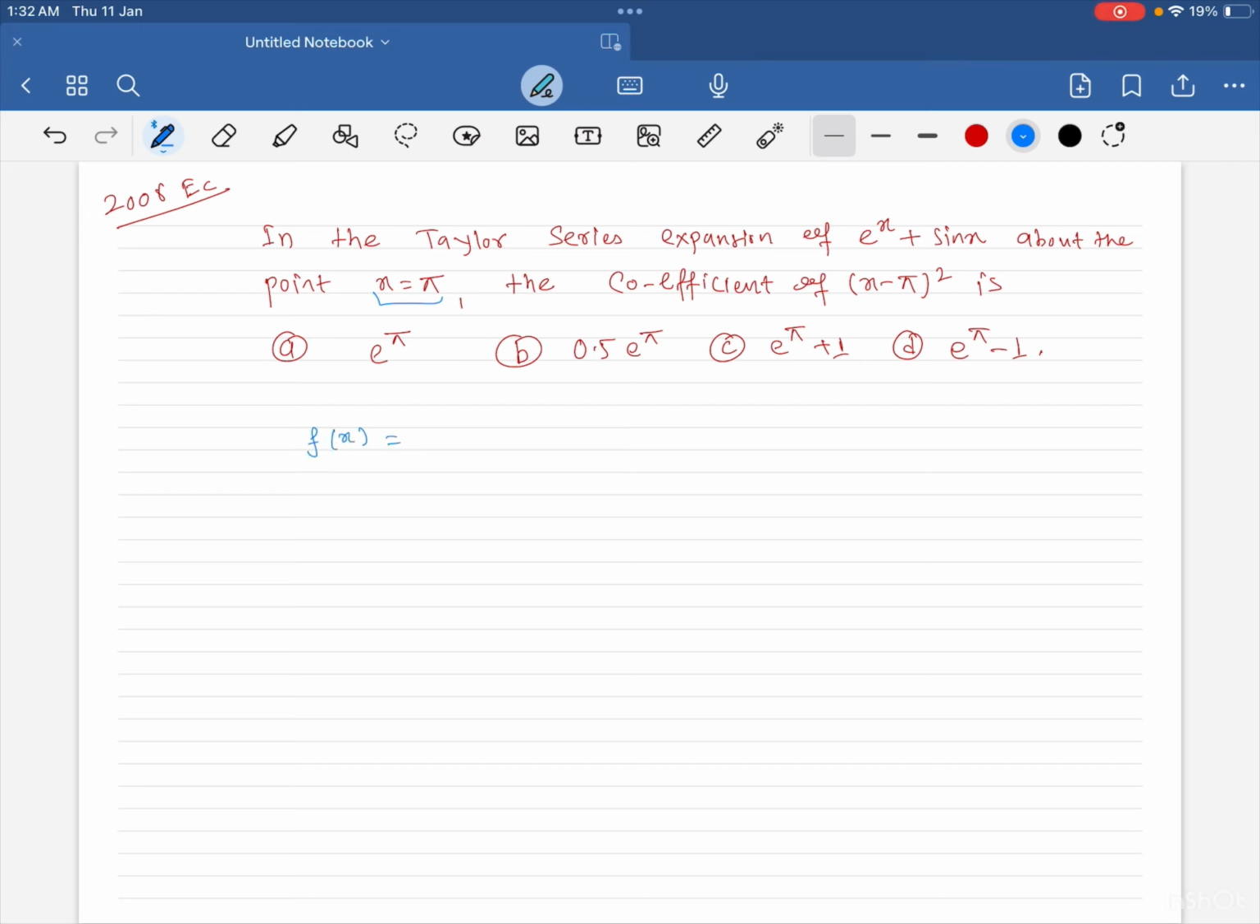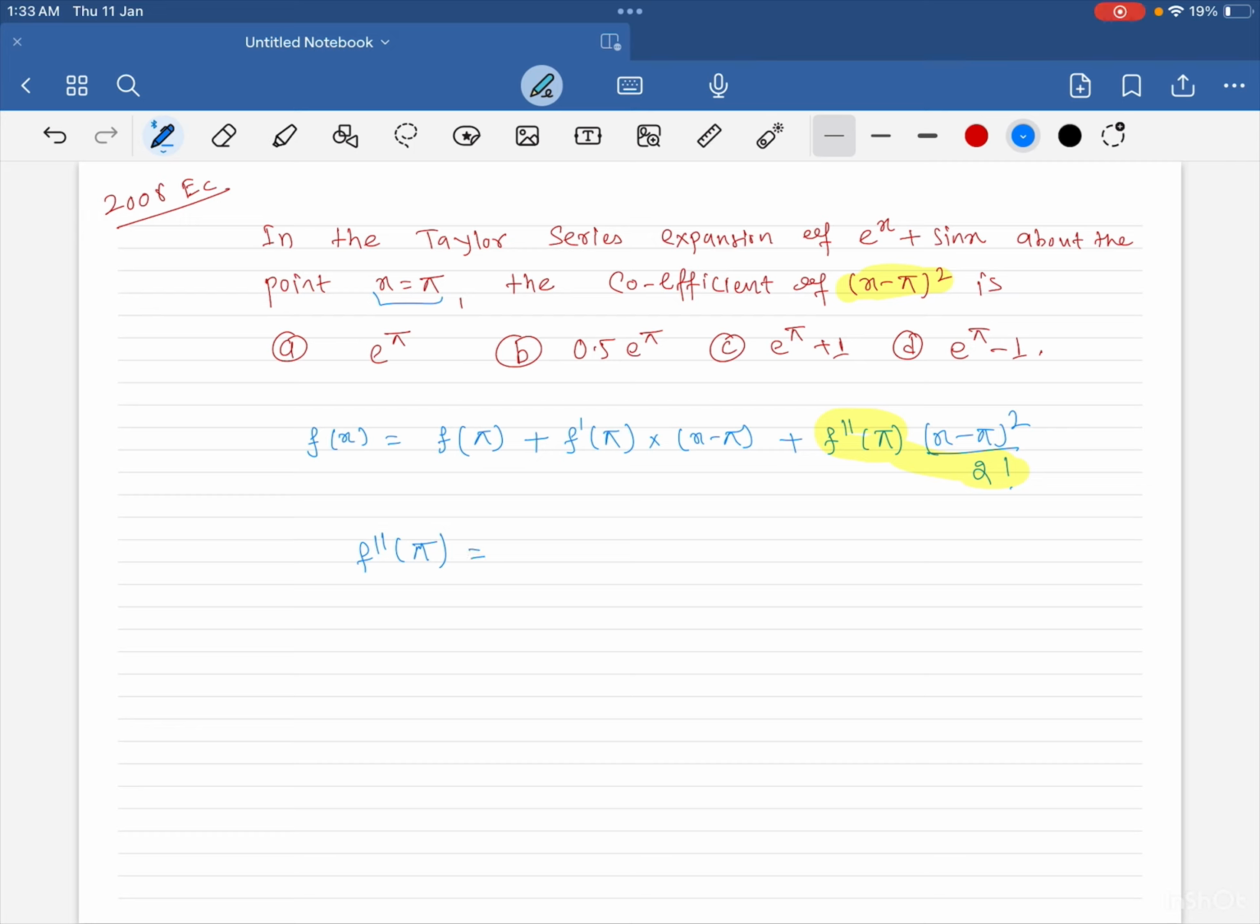again f evaluated at pi plus first derivative evaluated at pi into (x minus pi), plus second derivative evaluated at pi into (x minus pi) squared divided by 2 factorial. You see, this is the coefficient, right, of this (x minus pi) squared. So we just have to calculate the double derivative evaluated at pi.